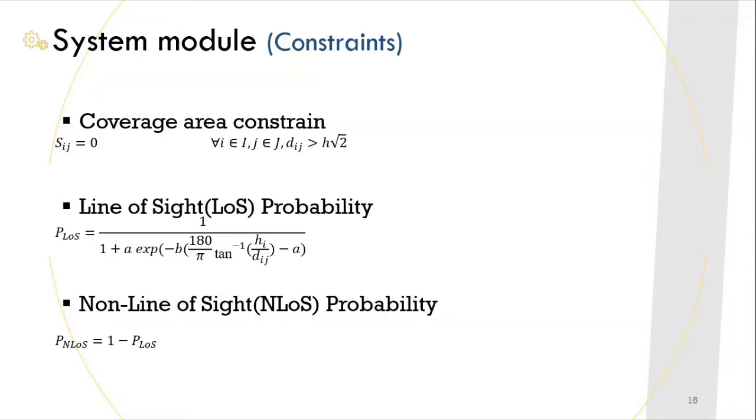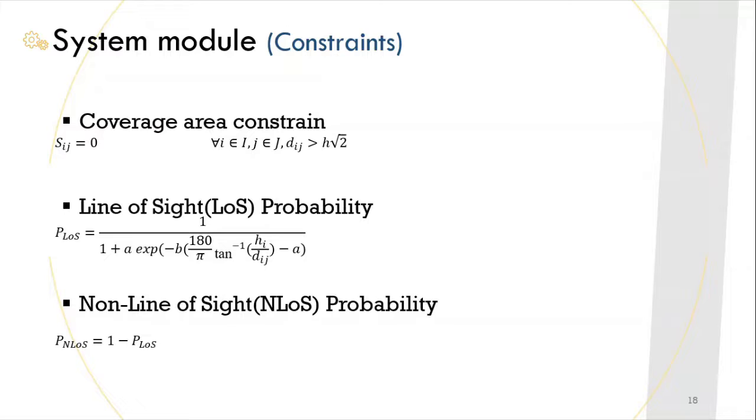In this model, we have 3 constraints. Since we couldn't add constraints in the set cover problem, we will create a subset considering the constraints. To achieve this, we have a binary variable Sij, which is initially equal to 1. If any of the constraints fail, we will change it to 0. The first constraint is coverage area. If Dij, which shows the distance between user and FPS, is greater than height times radical 2, Sij is set to 0.